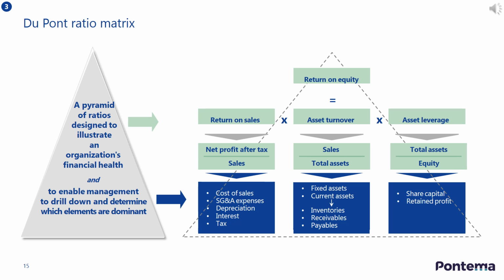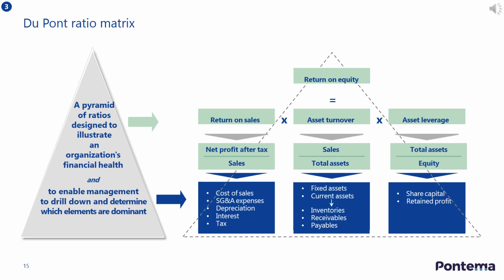The DuPont ratio matrix breaks down return on equity into 3 distinct elements. By breaking down the returns that investors receive from an organization, you can drill down and determine which of the elements are dominant in any change of ROE and identify areas of underperformance. For example, an organization could generate an acceptable ROE by being high margin, such as fashion or high-end cars. For such organizations, increasing sales without sacrificing margin is likely to be critical.